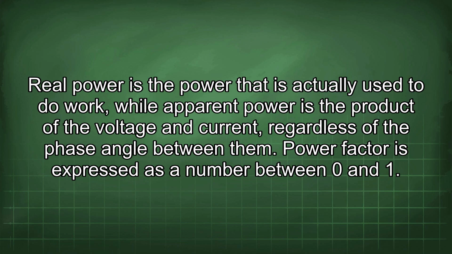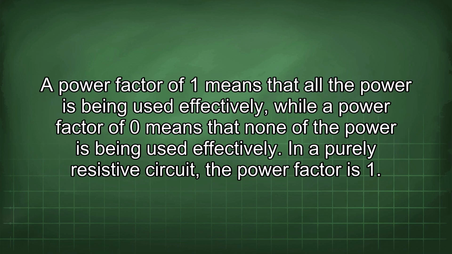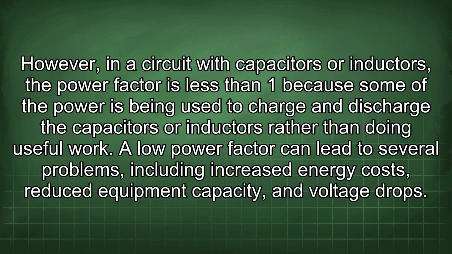Power factor is expressed as a number between 0 and 1. A power factor of 1 means that all the power is being used effectively, while a power factor of 0 means that none of the power is being used effectively. In a purely resistive circuit, the power factor is 1. However, in a circuit with capacitors or inductors, the power factor is less than 1 because some of the power is being used to charge and discharge the capacitors or inductors rather than doing useful work.